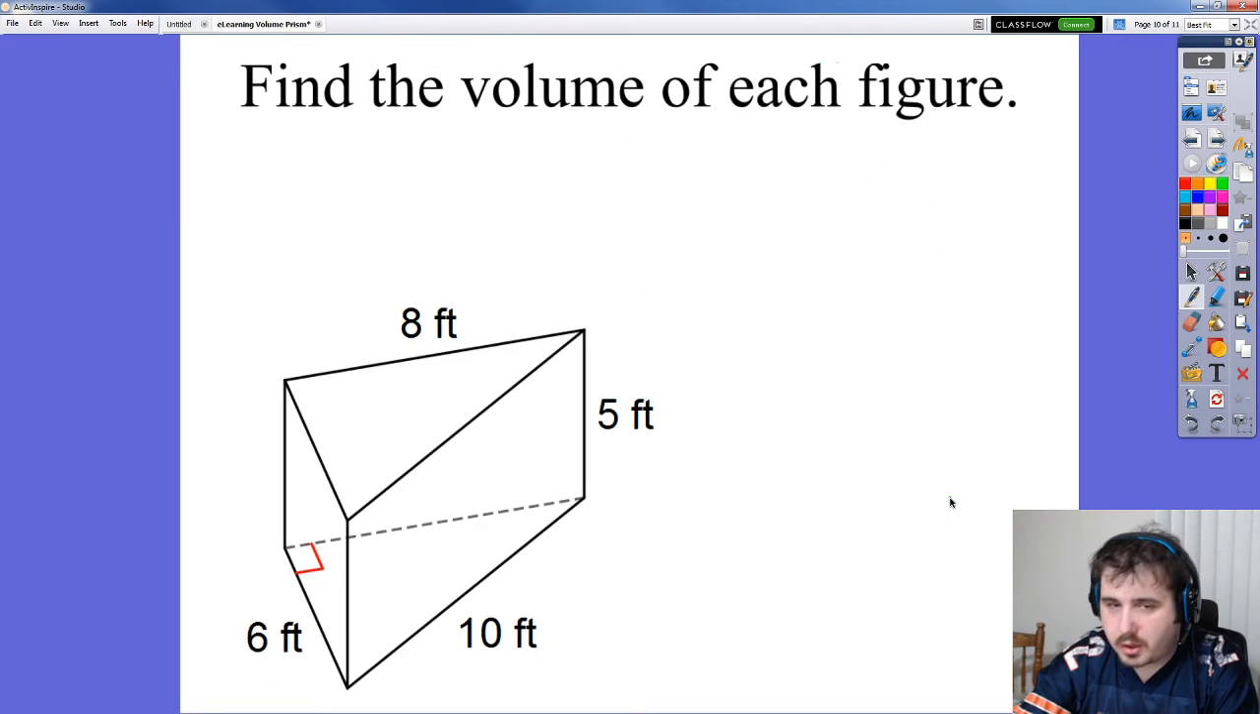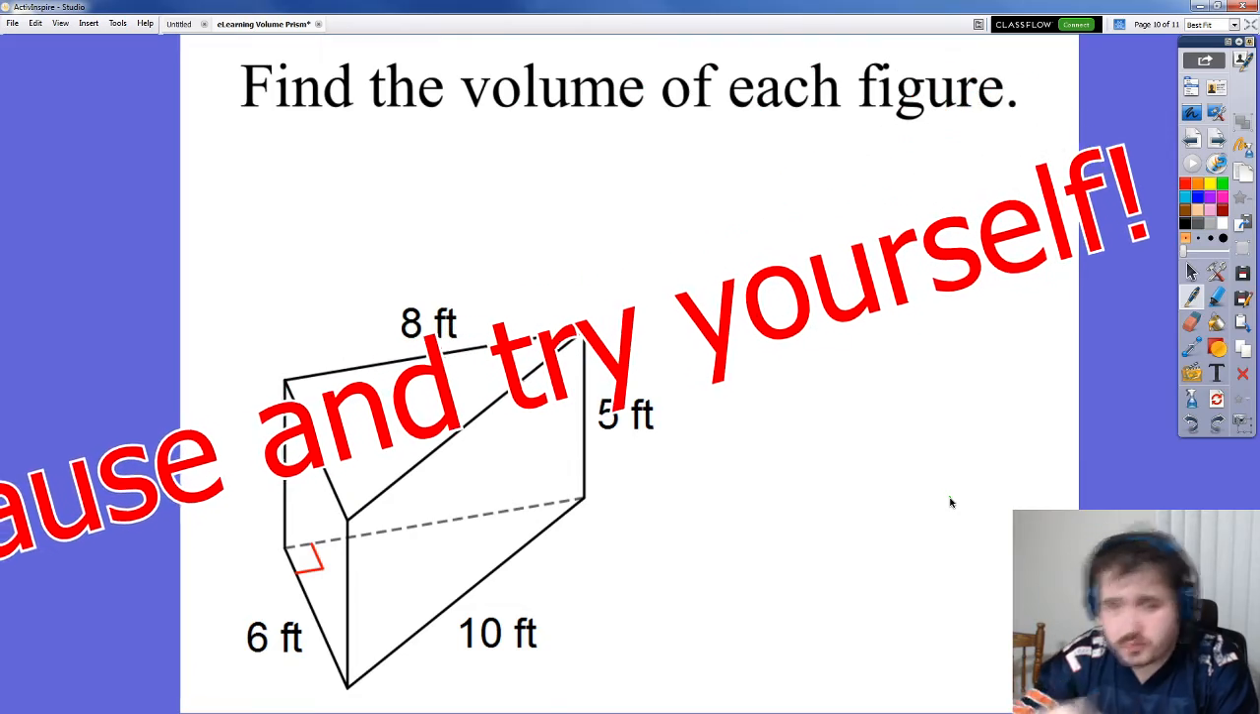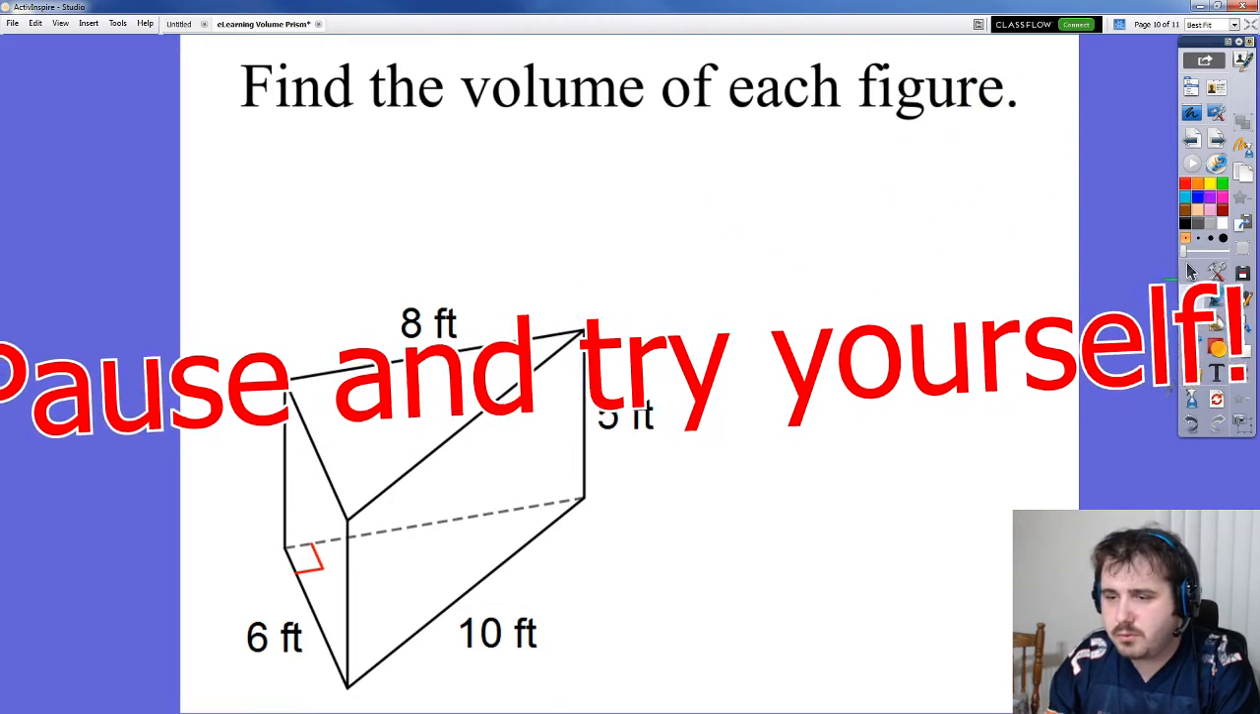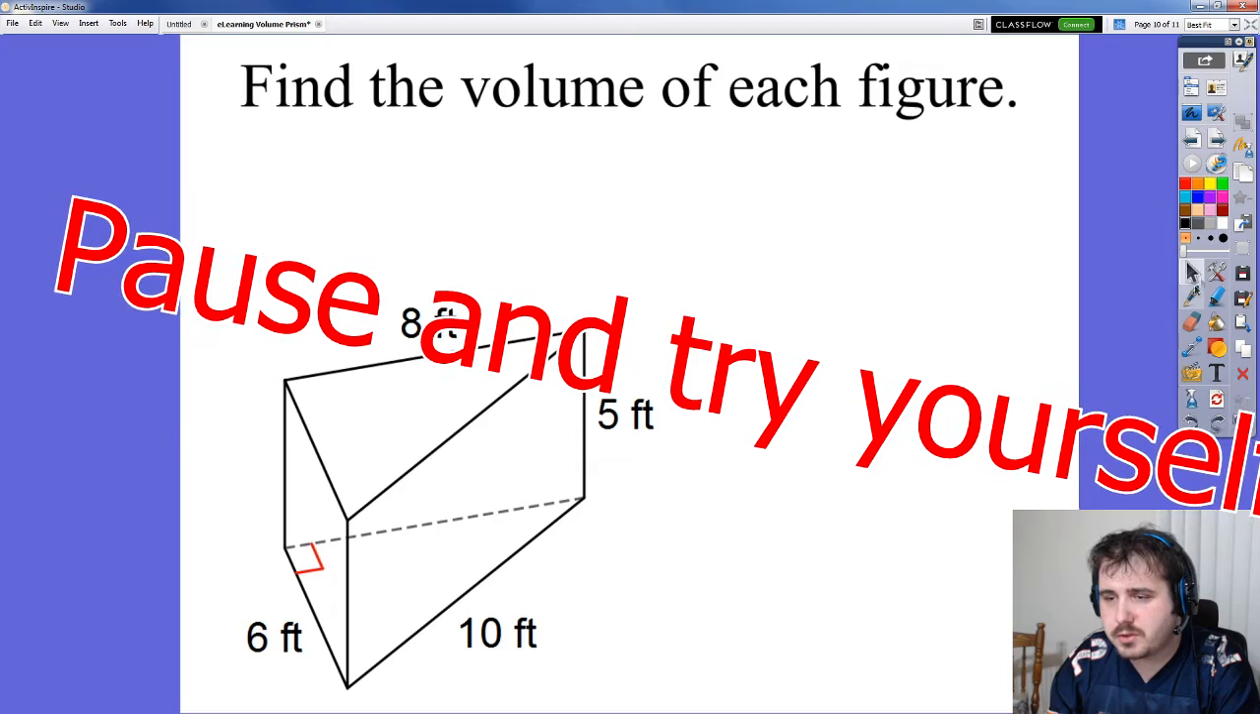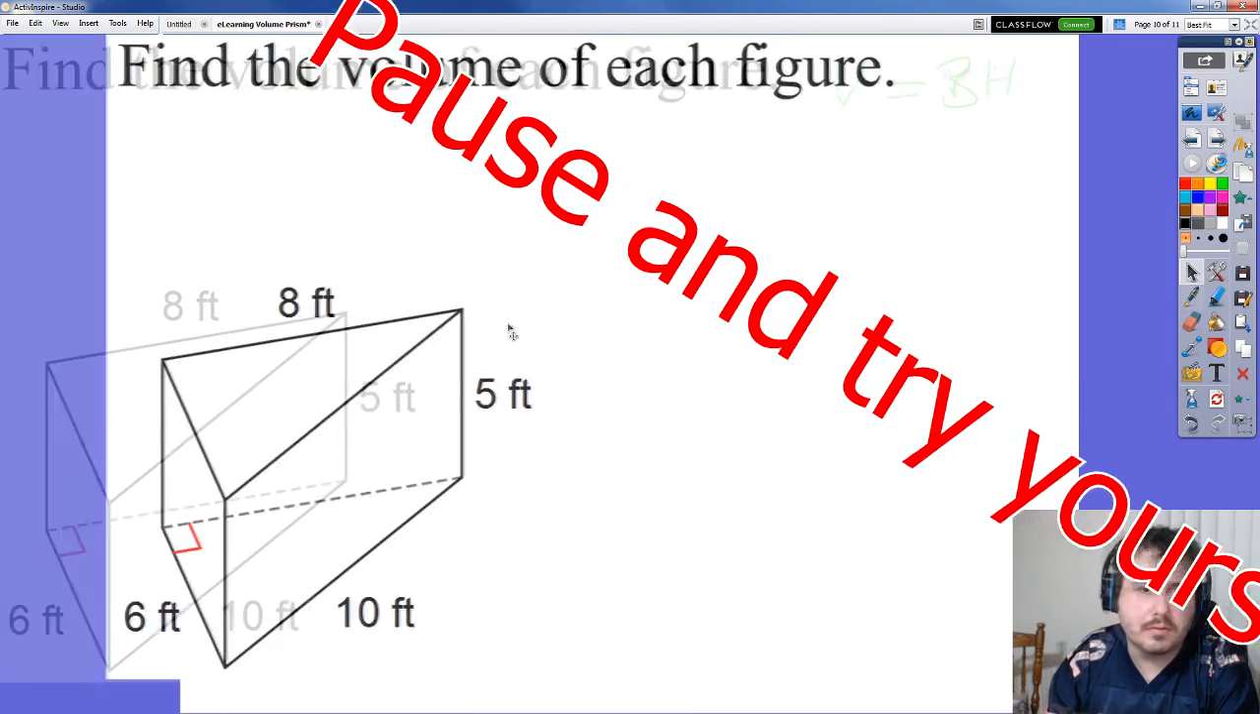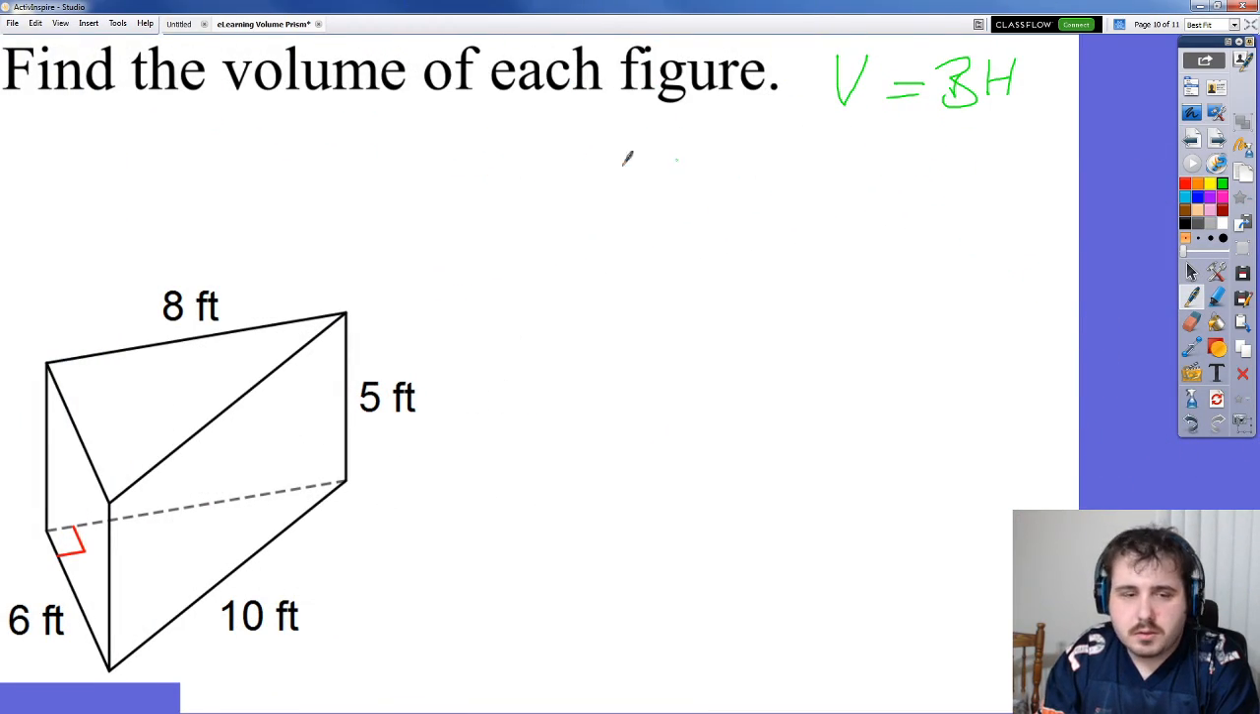Alright, two more. These are both going to be triangles. They're just going to look a little bit different. But if you've got a good handle on this, you should be able to do this right now. So go ahead and try it. We're just going to do the same thing. Let's find the area of the base.